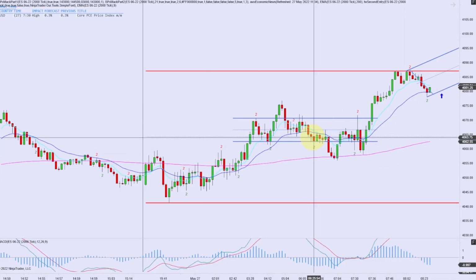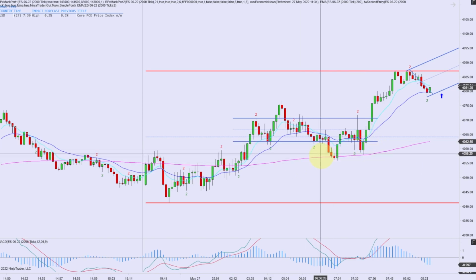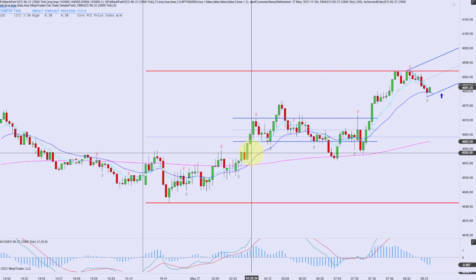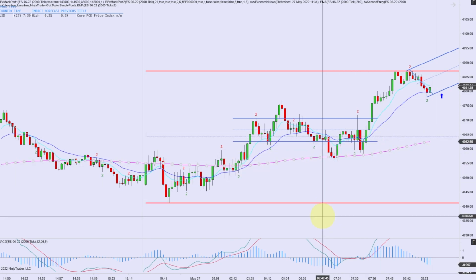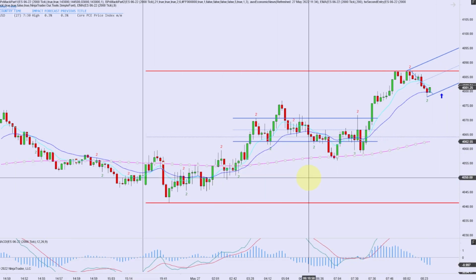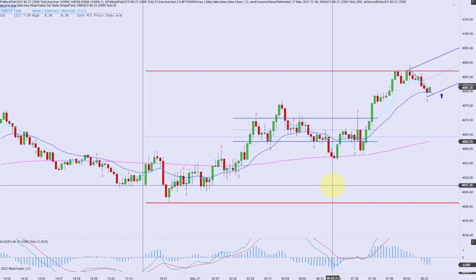We're looking at a 2000 tick chart for the E-mini S&P 500 futures market. We've got a 21 EMA here in blue, 9 EMA here in cyan, 200 EMA in magenta, and a MACD indicator down here at the bottom. But we primarily focus on using technical analysis, price action, and overall market context in order to place our trades.